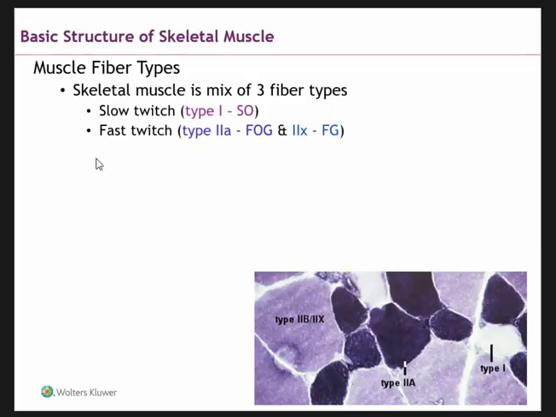Obviously, twitch speed, so slow twitch versus fast twitch. The type is just how we refer to them. And then this here, we can talk about this. SO means slow oxidative, meaning it uses oxidative metabolism for energy. F is fast for both of these. O is the oxidative, and then G is glycolytic for both those G's there. And we'll learn more about that in just a second.